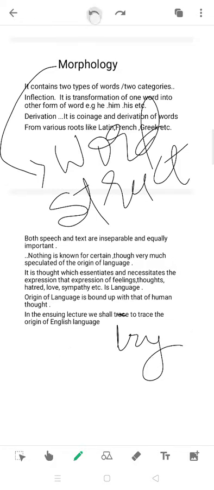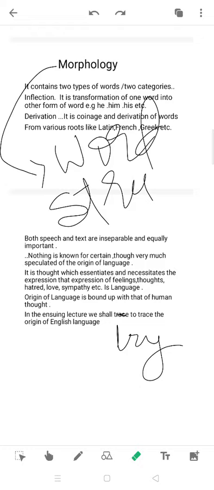Now let us discuss morphology in a broader sense. Morphology contains two categories. The first is inflection. Inflection is basically the transformation of one word into other forms, or one word into many other forms. For example, we have the word he. From he, we transform it and it becomes him, and from him it becomes his, and so on and so forth.